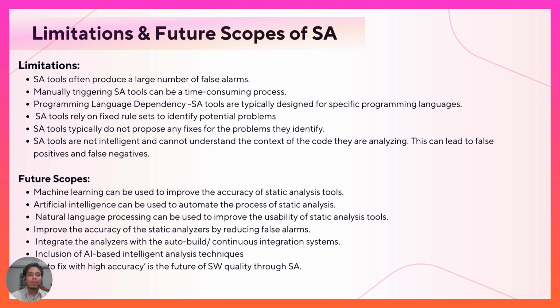The future scope: machine learning can be used to improve the accuracy of static analysis tools. Artificial intelligence can be used to automate static analysis. Natural language processing can be used to improve the usability of static analysis tools, and then improve the accuracy of static analysis by reducing false alarms. Auto fix with high accuracy is the future of software quality through static analysis.